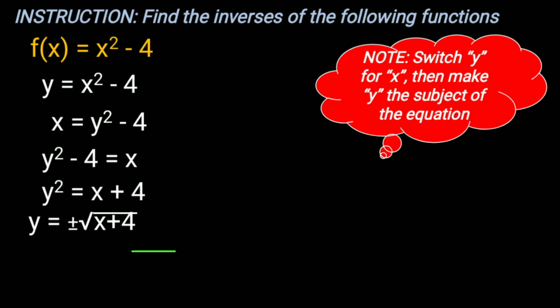And then this is basically the inverse of the given function. But we're going to use the denotation of inverse of a function, and therefore the inverse of the given function is plus or minus the square root of x plus 4. That is the answer to such a question.